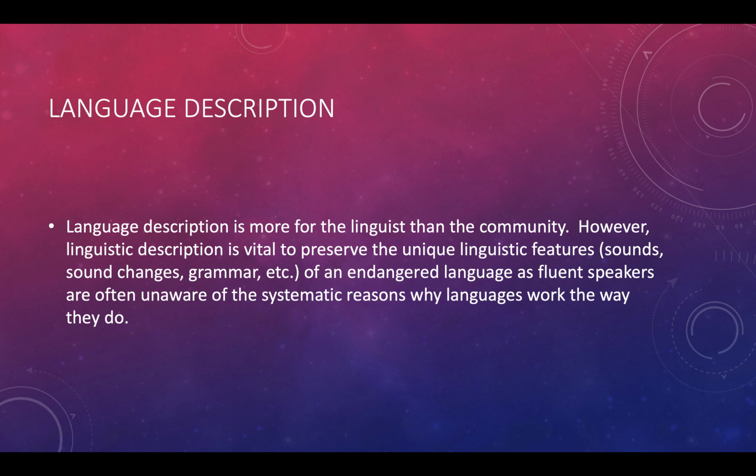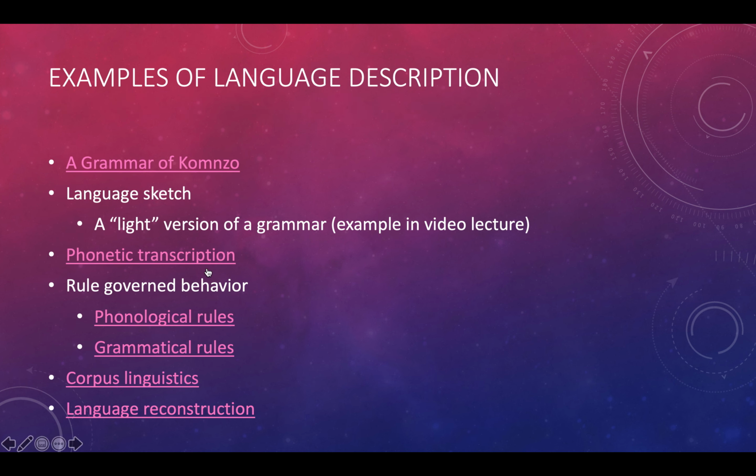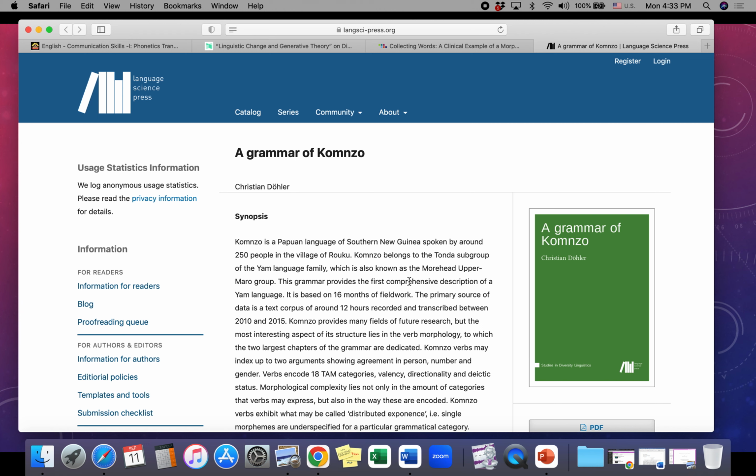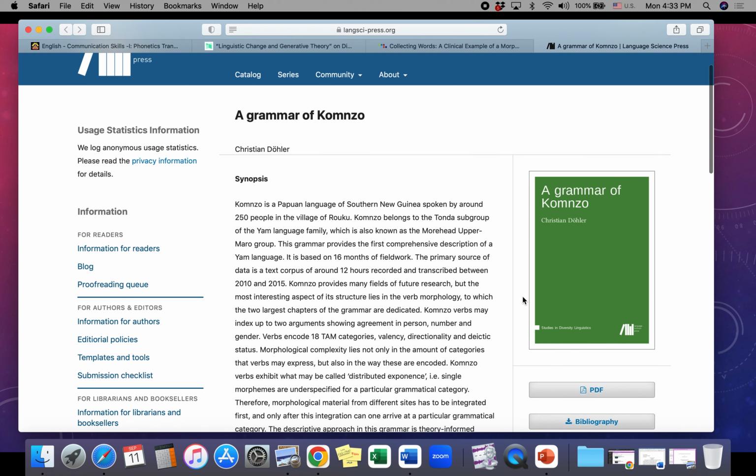Okay, so there's examples of language description that I'm going to show you in this presentation. Grammars, a language sketch, phonetic transcription, rule-governed behavior, corpus linguistics, and language reconstruction. So let's jump into some of these. All of these pink underlines here are links. So if you click here, you're going to see a grammar of the Kamzo language, which is a language of Papua New Guinea.